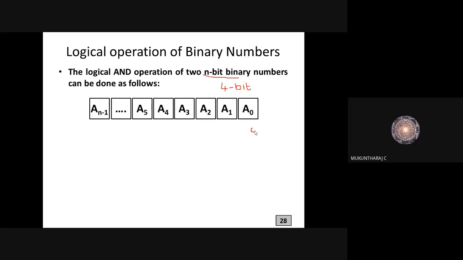So I start with A0, then n minus 1, that means 4 minus 1, 3. So my MSB will be 3. So we have A0, A1, A2, then A3. These are the 4-bit representation of the input A. But here we have n-bit length, so A0 to A n minus 1.